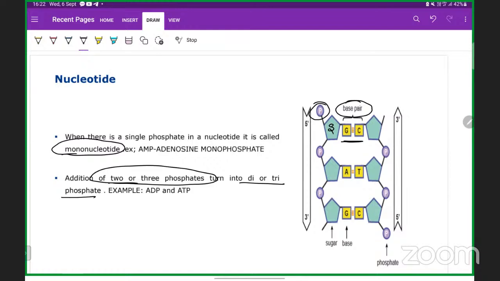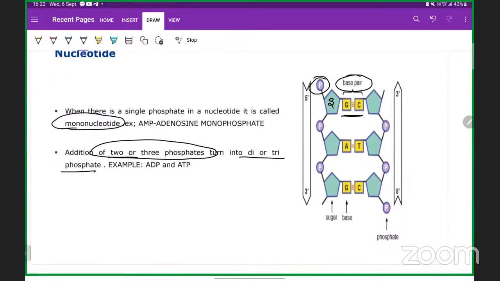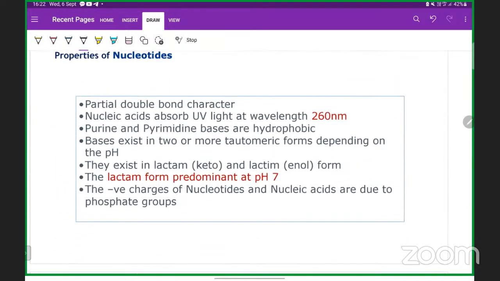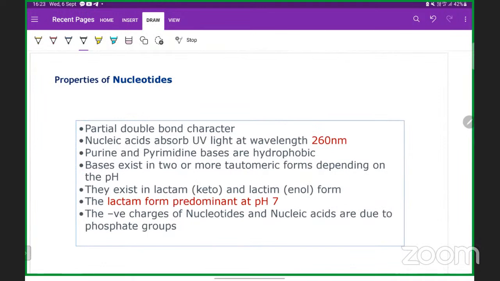And till now, is it clear, guys? Can someone put in the chat box? Till now, is the chemistry clear? Once the chemistry is clear, then only we can move into the next part. Is it clear, guys? Can I move into the next one? Yes. The next topic is going to be the properties of nucleotides.